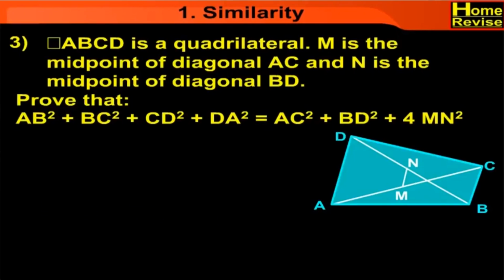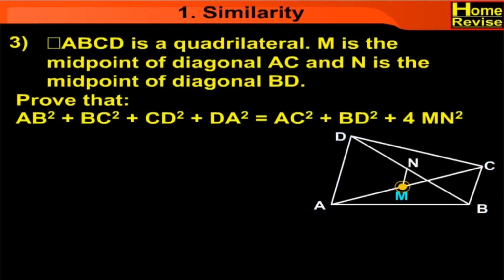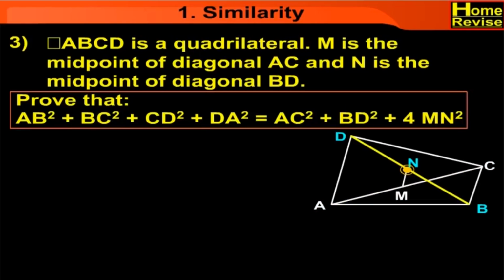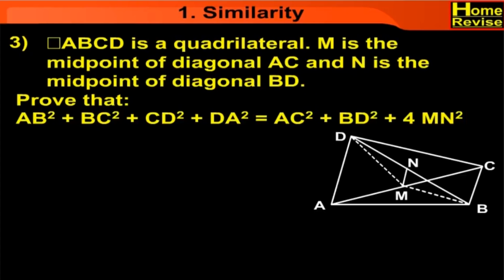Quadrilateral ABCD is a quadrilateral. M is the midpoint of diagonal AC and N is the midpoint of diagonal BD. Prove that AB square plus BC square plus CD square plus DA square is equal to AC square plus BD square plus 4MN square.